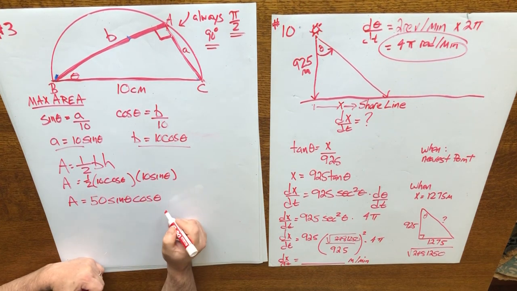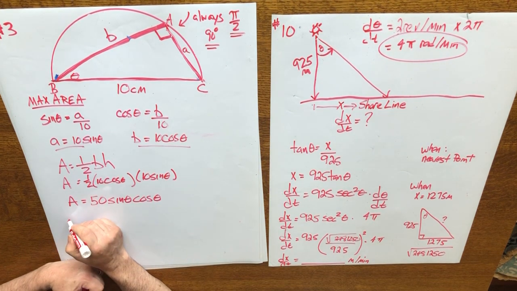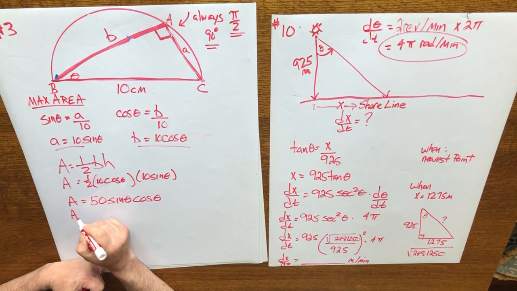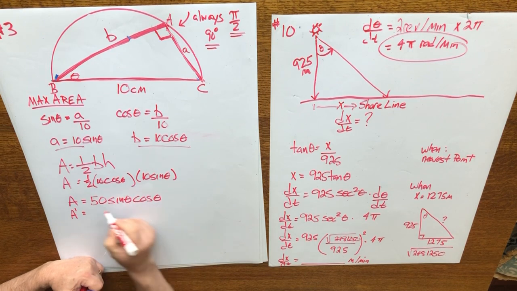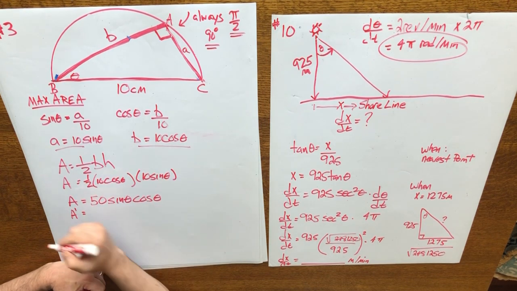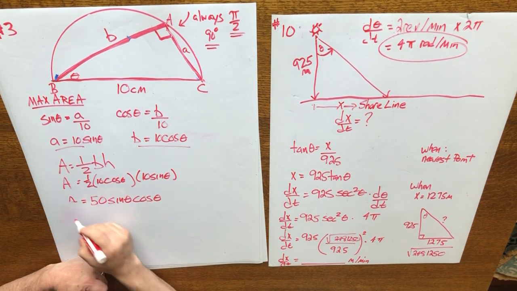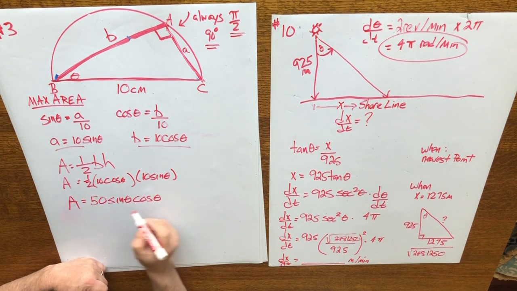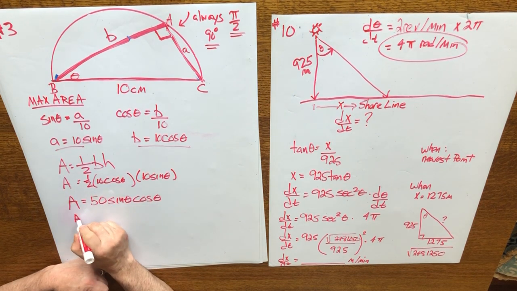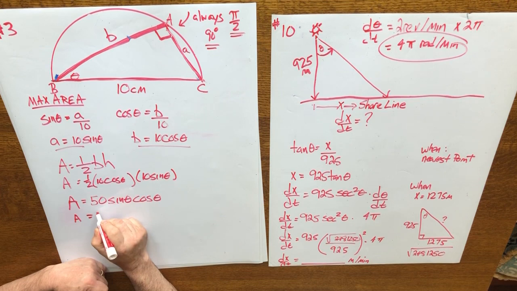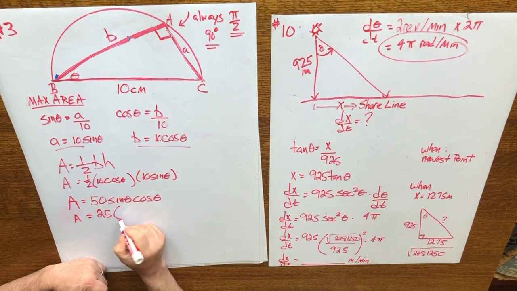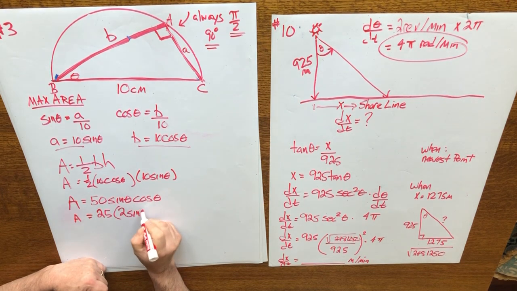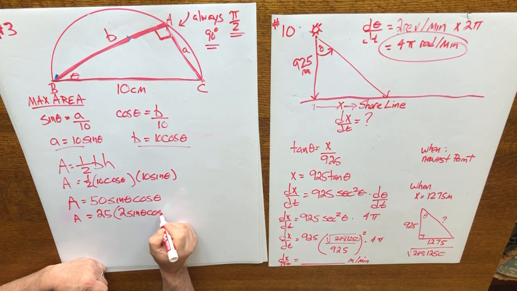So we can take that right now and we could take the derivative. Now notice this one is a max-min, not a related rate, so we would not take dA over dt, but A prime. So you could do that as a product rule. Another alternative would be to take this one and simplify it this way. So still A, we would say it's equal to 25 times 2 sine theta cos theta.